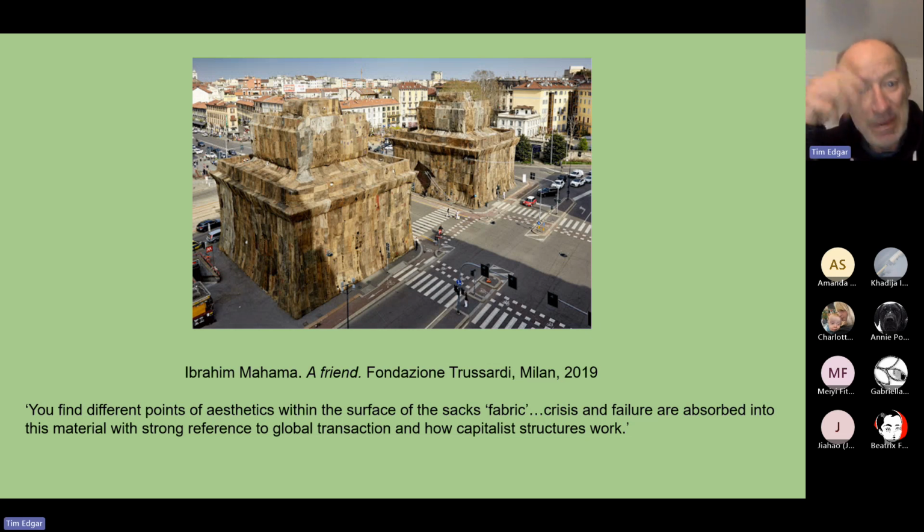But then we have these bigger interventions, bigger conceptual pieces using recycled materials. This is Ibrahim Mahama's piece from 2019 in Milan. It covered these monuments with these sacks.